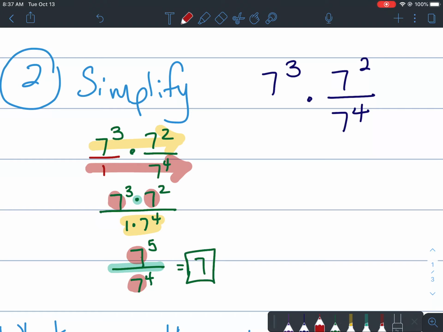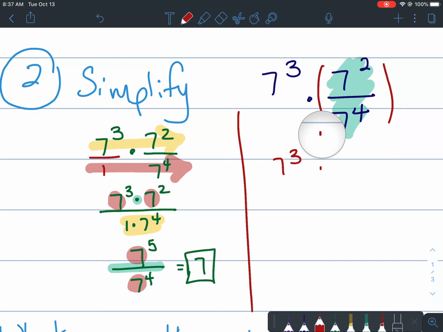Excellent. Another way that you could have done this is you could have divided first, right? It's 7 to the third divided by this whole thing. So if you did that, you could see that we're dividing and the bases are the same. 2 minus 4 is 7 to the negative 2. Here we can see that we're multiplying, the bases are the same. And 3 plus negative 2 is just 7 to the first power, or just 7.